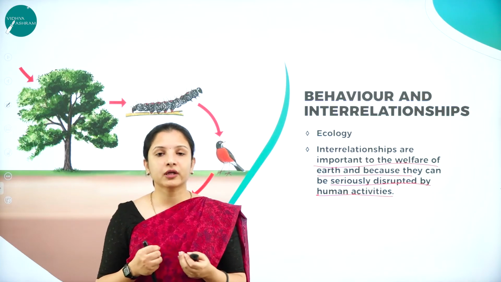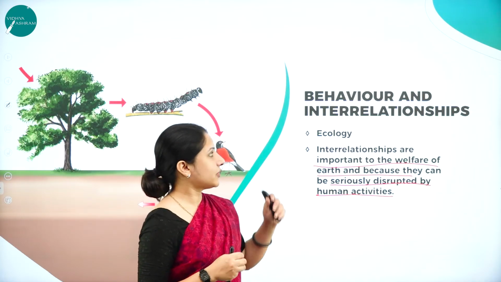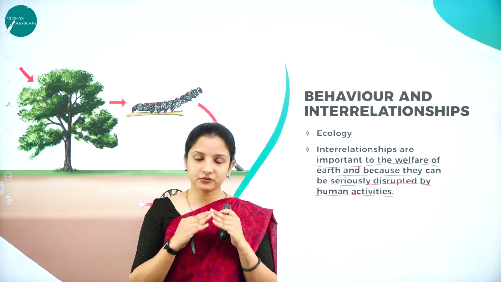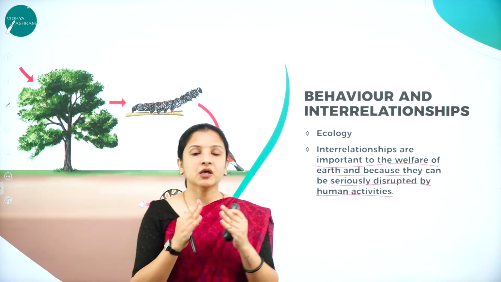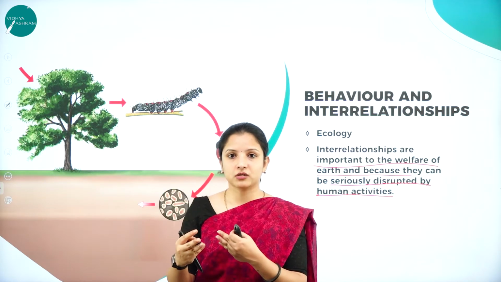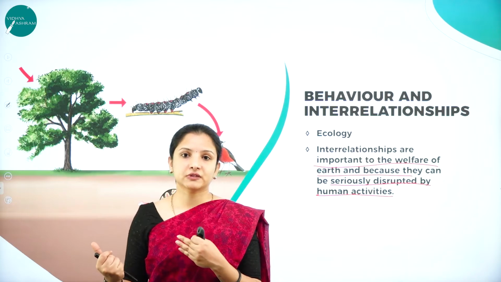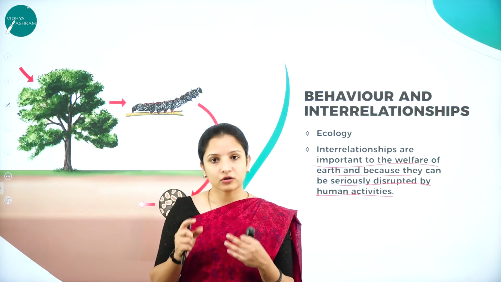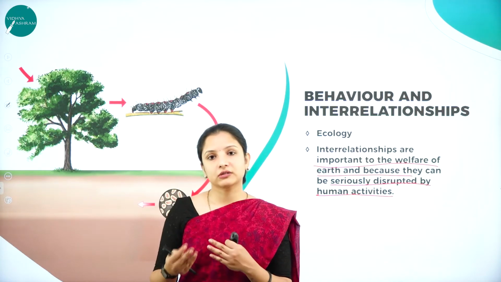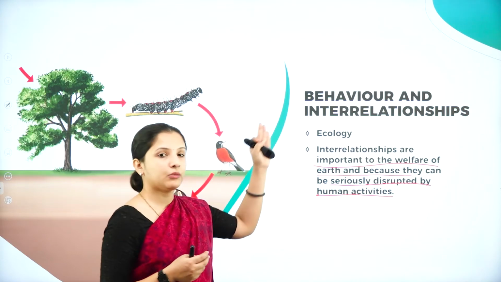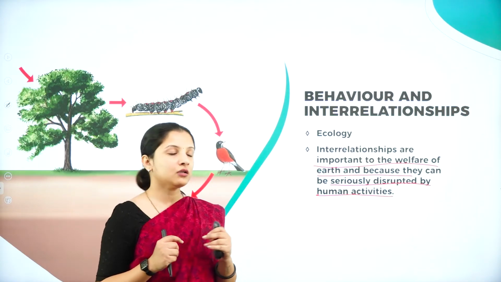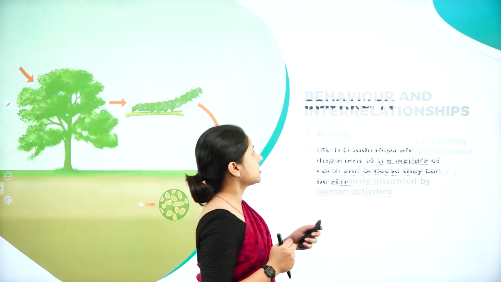Otherwise, imagine what would have happened to this earth. That is why behavior and interrelationship is very, very important. We always should depend on each other. Then only we'll know the value of something. Otherwise, we will not know the value and we will destroy that thing completely. So that is one important concept that you get to learn in biology, behavior and interrelationship.